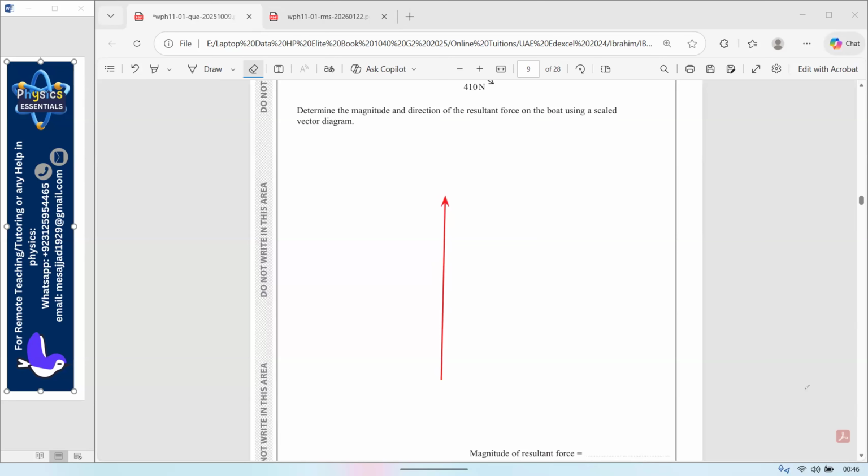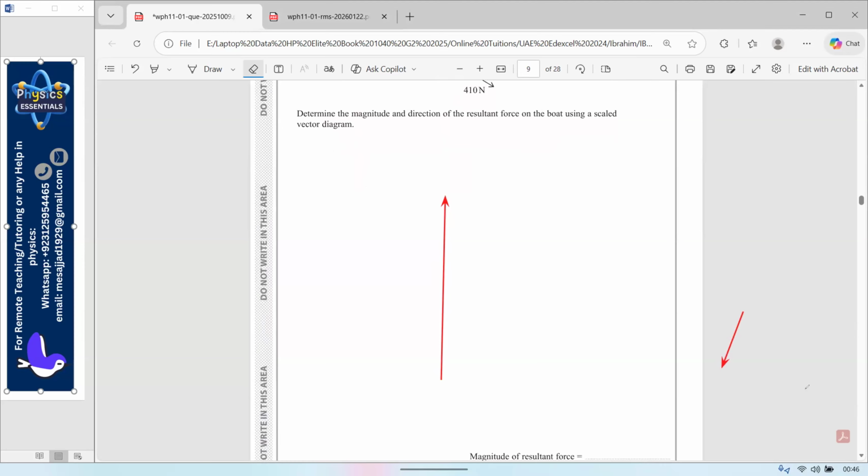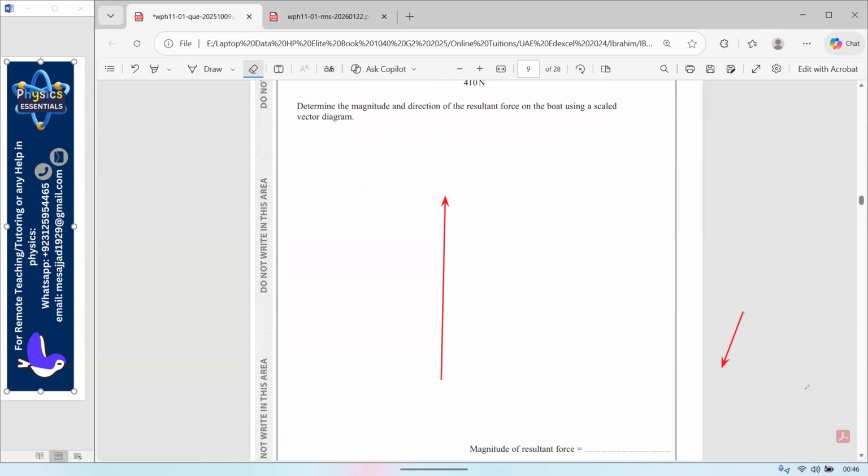Because this is the first vector and the second vector has to be head to tail, you need to know the head to tail rule. In the head to tail rule, the head of the first vector is connected with the tail of the second vector, and the second vector will be drawn as it is, like that. This one is showing 410 Newton, and this is showing 350 Newton.